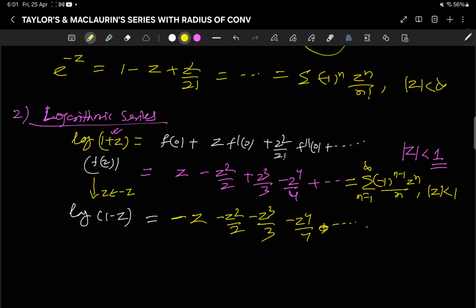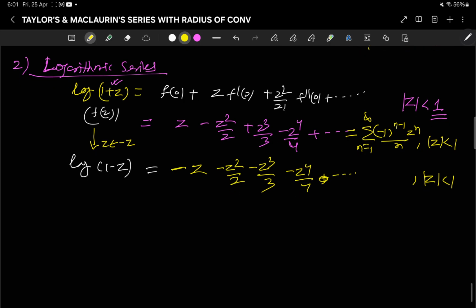Similarly, I can write it here. So now here also mod z less than 1. Now if I add these two, or if I subtract these two, then I can generate the next series.